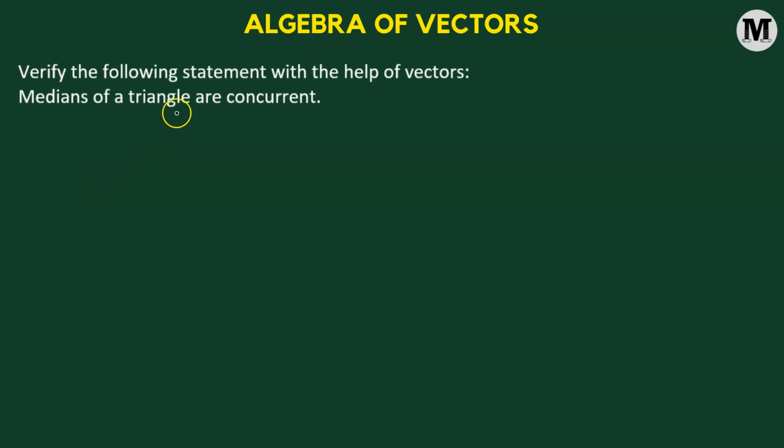In this problem, we need to verify the statement that the medians of a triangle are concurrent with the help of vectors. Okay, let us begin. So first, we will consider a triangle ABC.